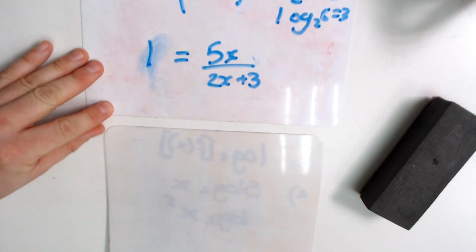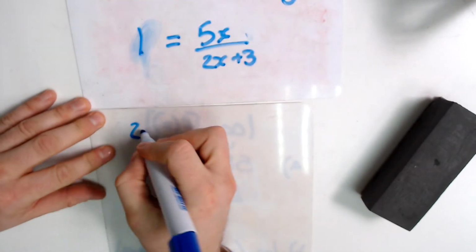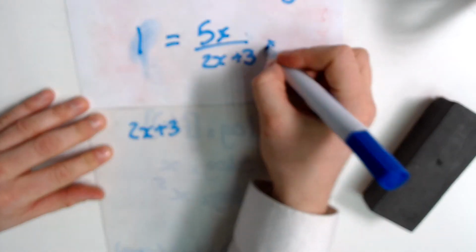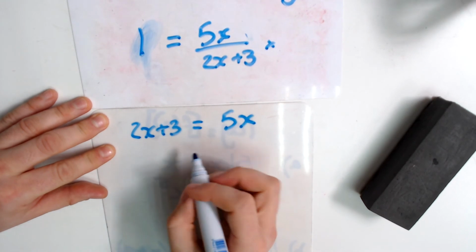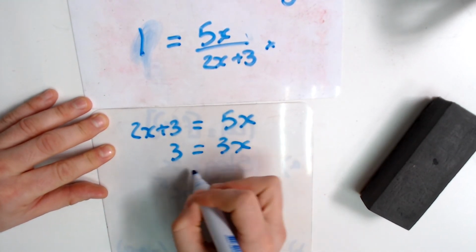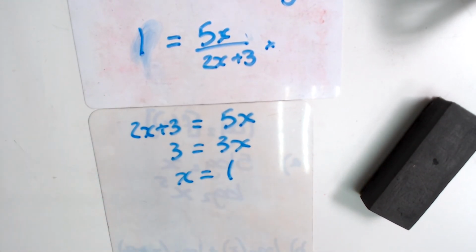So I'm going to push that to the top, and I'm going to multiply by 2x plus 3 to get rid of it, so 2x plus 3 equals 5x. Get rid of the fewest number of unknowns, so 3 equals 3x, so x is equal to 1.